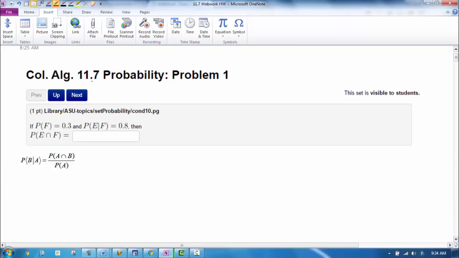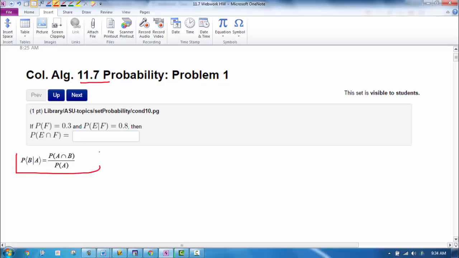Okay, the last homework assignment, 11.7, is on probability. The first problem gives us the probability that event F happens is 0.3, and then it says the probability that event E happens given that F happens is 0.8. Then what's the probability that both E and F happen?